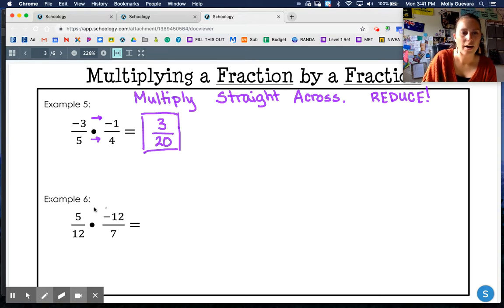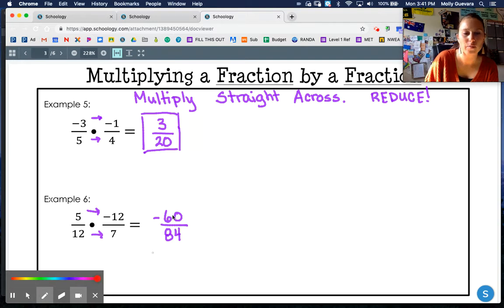Okay. For example 6, I'm going to show you 2 different ways to do it, but let's do it the way that we just did first. So 5 times negative 12 is negative 60. I'm just multiplying straight across. 12 times 7 is 84. And then I can reduce, meaning I know that 12 goes into both of these numbers, so I'm going to divide by 12. And down here too, I'm going to divide by 12, since I know 12 goes into both of those.